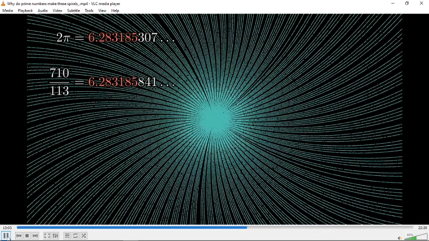In reality, with a little further zooming, you can see that there actually is a very gentle spiral to these. But the fact that it takes so long to become prominent is a wonderful illustration, maybe the best illustration I've ever seen, for just how good an approximation this is for 2 pi.